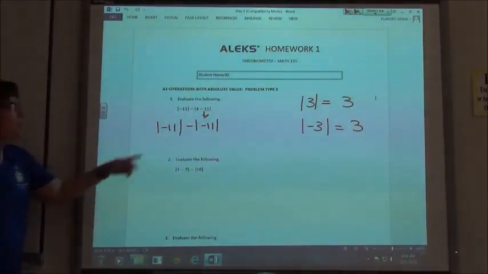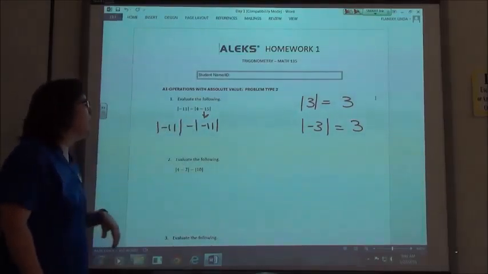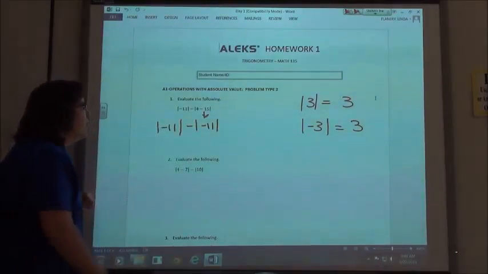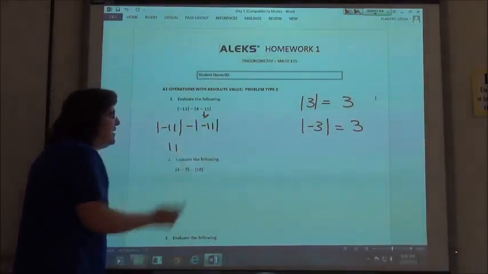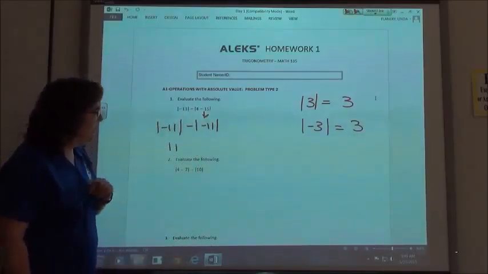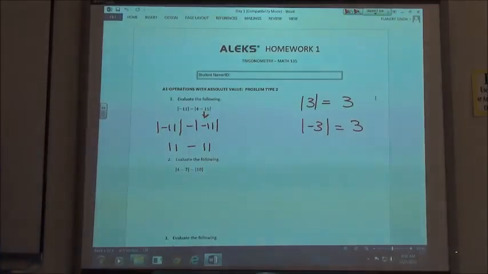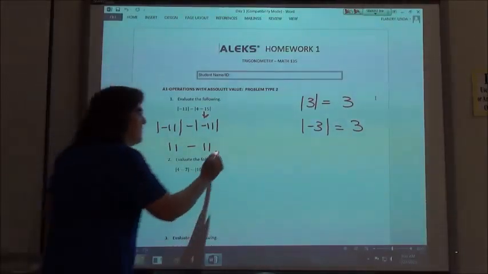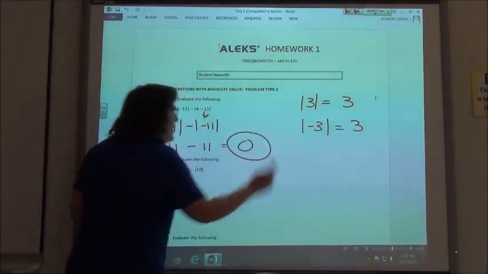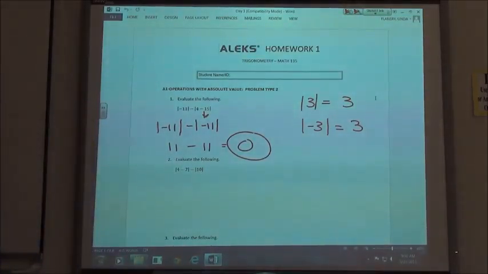So the next step I'm going to do is evaluate my absolute values. The absolute value of negative 11 is 11. The absolute value of that negative 11 is also 11. And so my problem becomes 11 minus 11. And 11 minus 11 is 0. And so my answer for the first one there is 0.